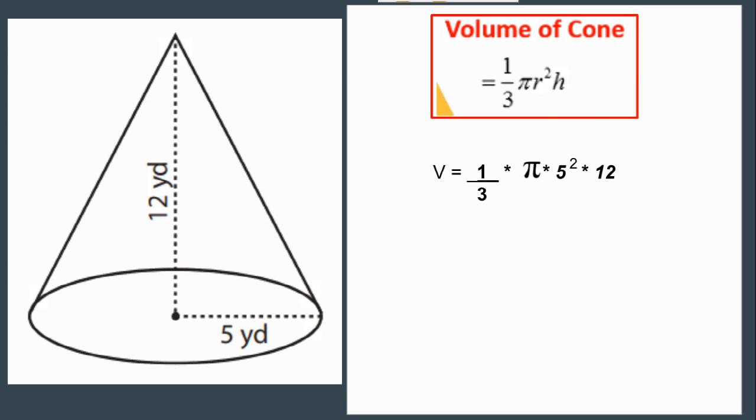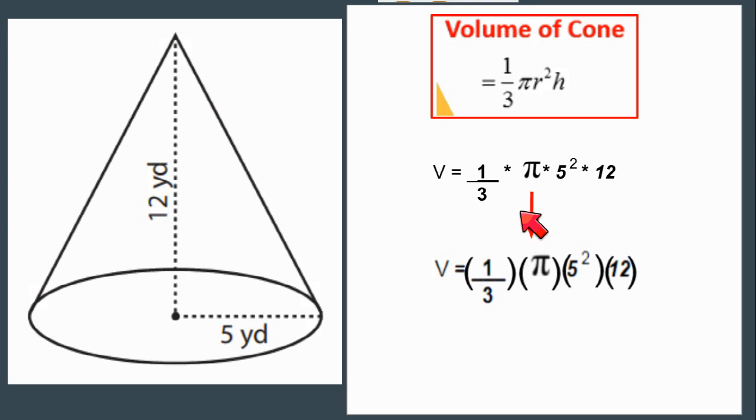Okay, so what this really is saying is 1/3 times pi times 5, because that's our radius squared, times 12, because that's our height. This is all multiplication. So even though they're stacked next to each other, this is all multiplication here. It's just filling in a formula like we did with Mr. Schrag yesterday. When you type this into the calculator, though, we want to use parentheses instead of the multiplication sign.